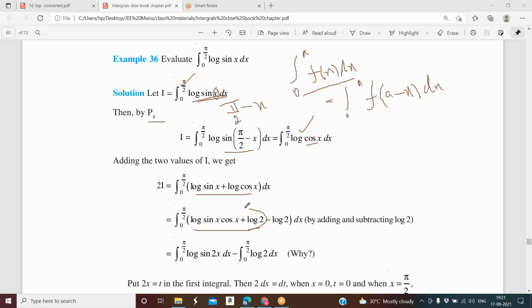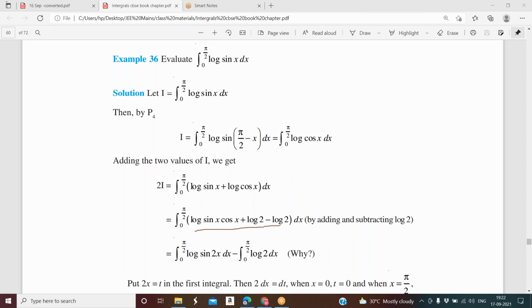This is of the form log a plus log b. What is log a plus log b? Log ab. Log a plus log b is log ab. So you'll have log sin x cos x into 2. That means log of 2 sin x cos x.